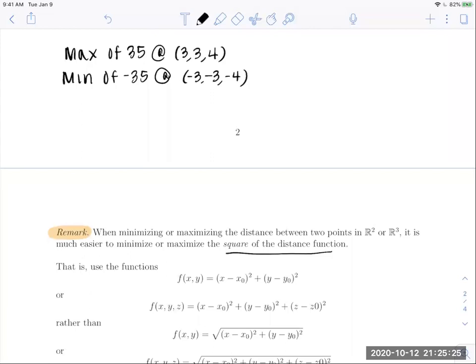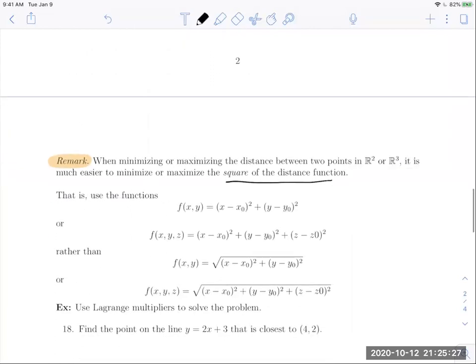So we can ignore that overarching square root, and we're going to use these two functions, depending on whether you're in 2-space or 3-space, as opposed to the standard distance formulas with the square roots involved. All right, so keep this remark in mind when you're working out homework. Whenever you're trying to optimize distance anywhere, use the square of the distance formula. And so our last problem is exemplifying exactly this.